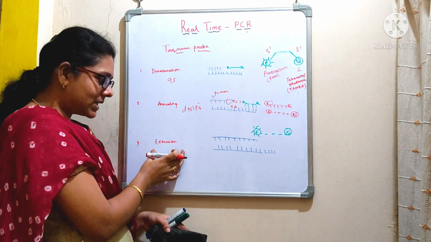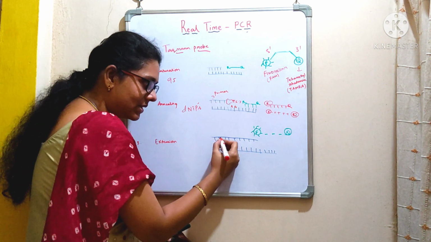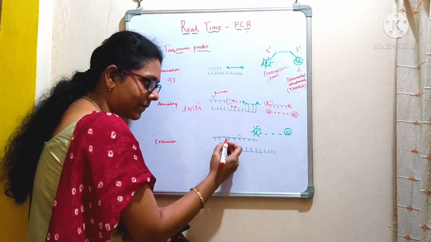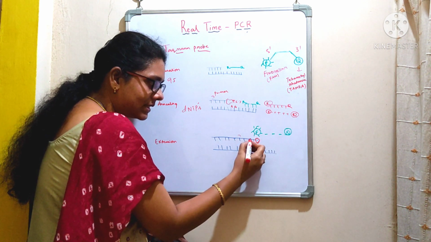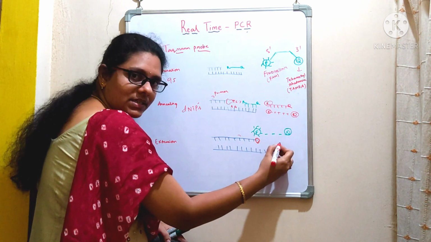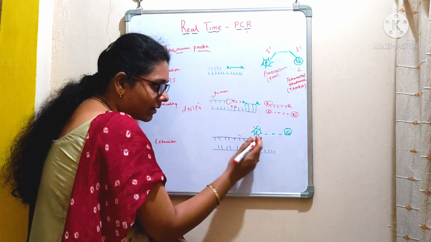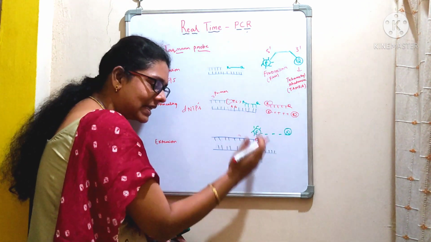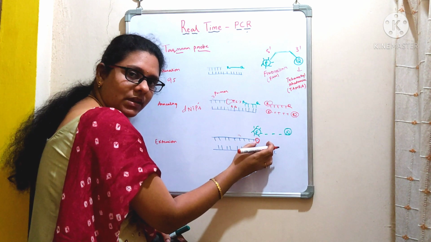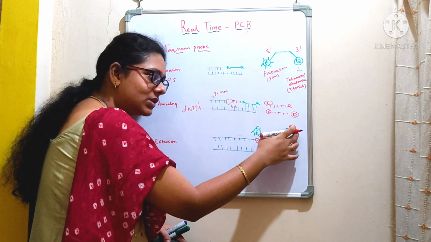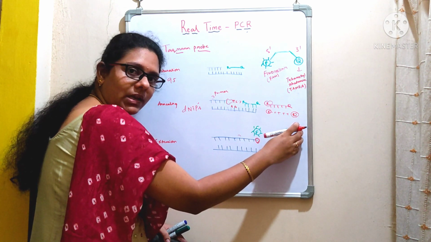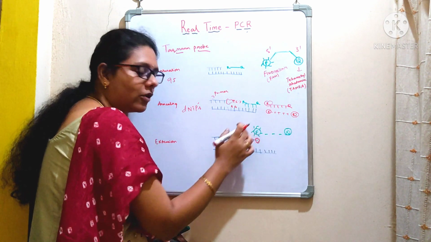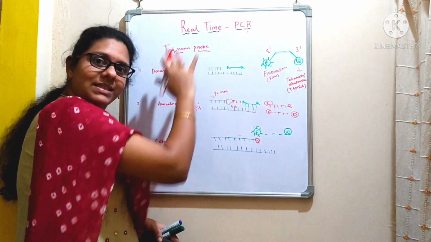When you observe this step of extension, what happens? This is the newly synthesized DNA. See, the DNA polymerase is synthesizing the DNA. It still proceeds, right? So here there is no TaqMan probe. It was cleaved by the DNA polymerase. So as a part of cleavage, this fluorescence is not inhibited by the quencher anymore and it is going to fluoresce. This is one cycle.